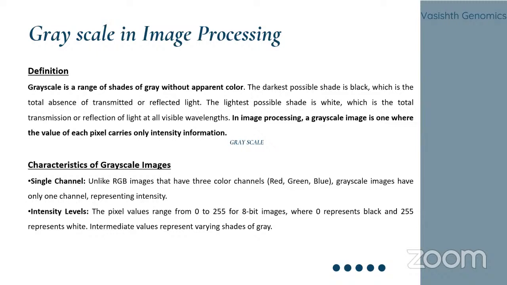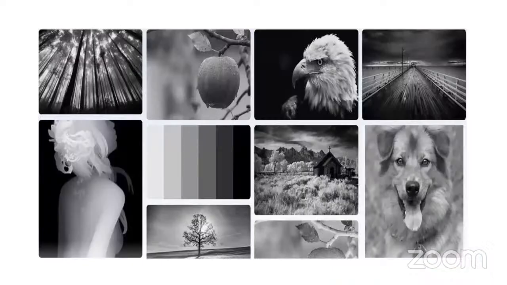Characteristics: single channel. Unlike the RGB images that have color channels, grayscale images have only one channel representing intensity, and the pixel values range from 0 to 255 for the 8-bit images, where 0 represents black and 255 represents white. Intermediate values represent varying shades of gray. So these are your converted grayscale images.